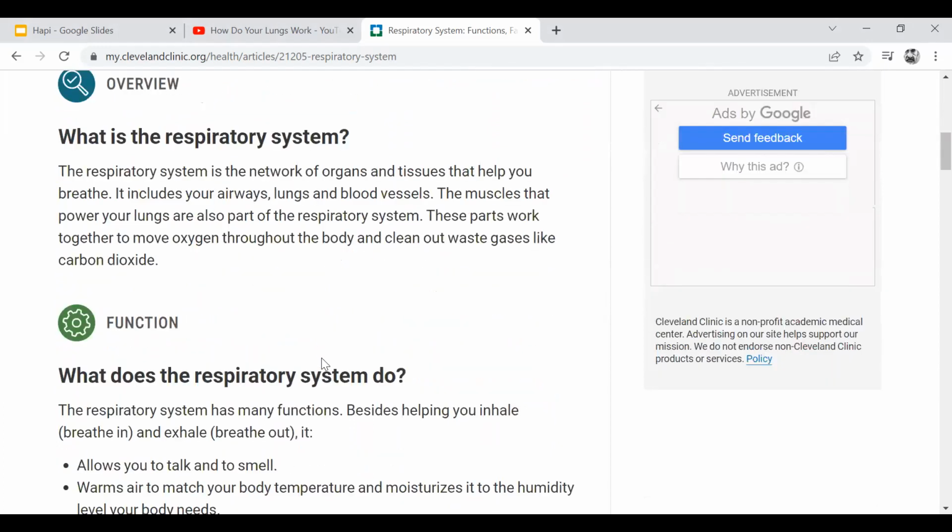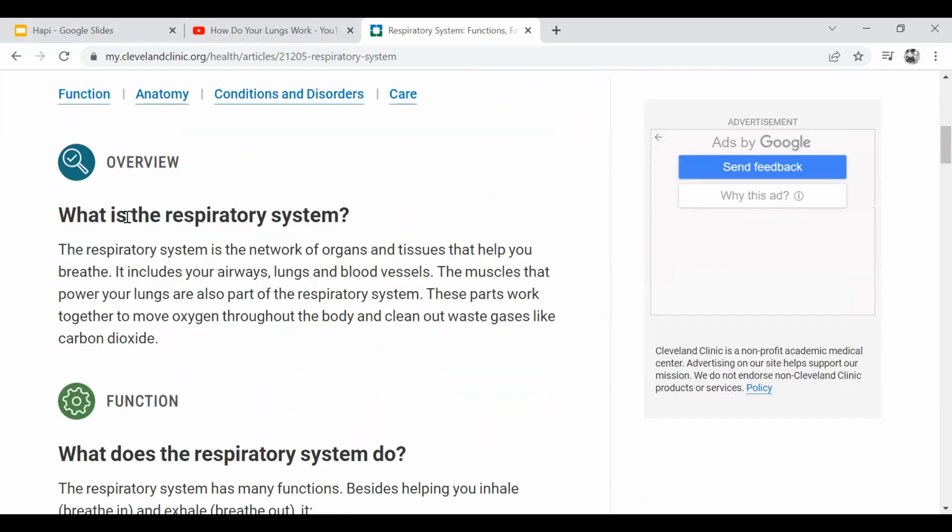All right. I see. It says here, what is the respiratory system? I'm sure some of you have that question. You know, what is the respiratory system? Okay, listen to the answer. The respiratory system is the network of organs. Let me repeat that. I wonder if the young ones are taking their notes.